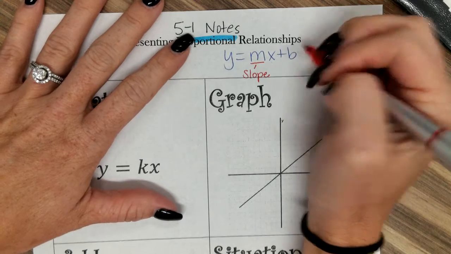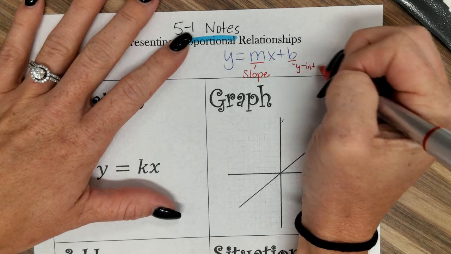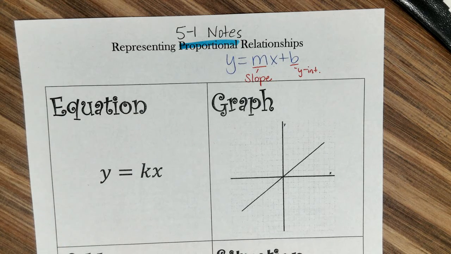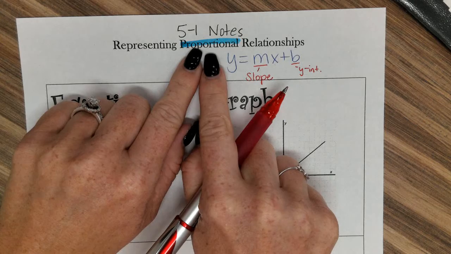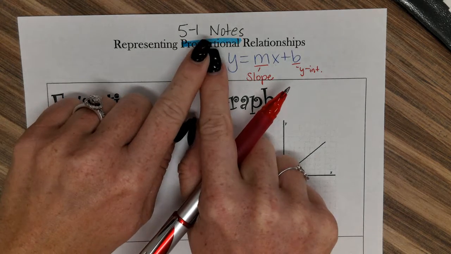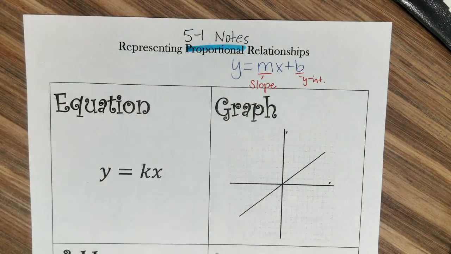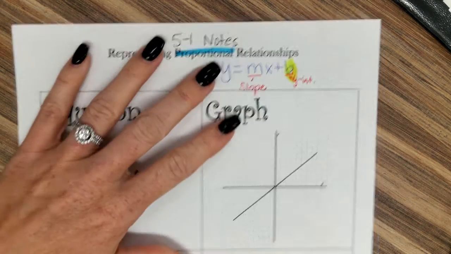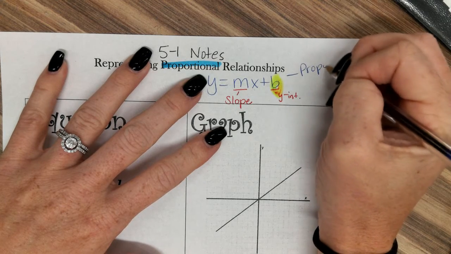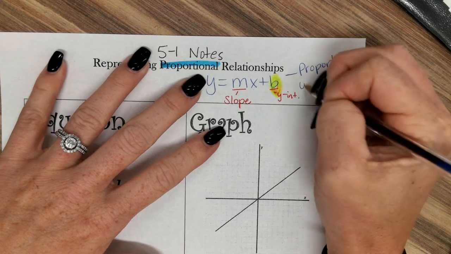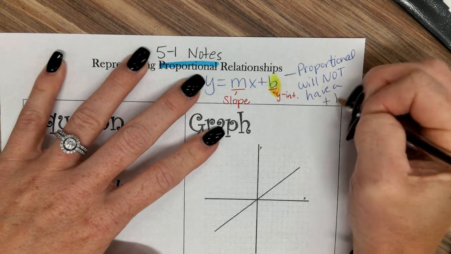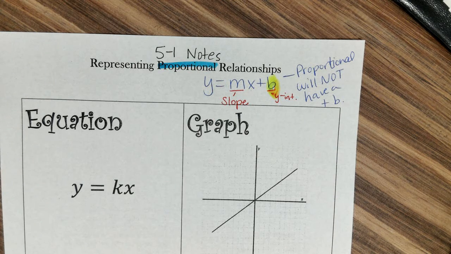And the b is the y-intercept. Today we're only going to focus on proportional equations. To be proportional, this part of the equation right here is going to be missing. So to be proportional, write this down. Proportional will not have a plus b. So it just won't be there because it's really zero when it's proportional.